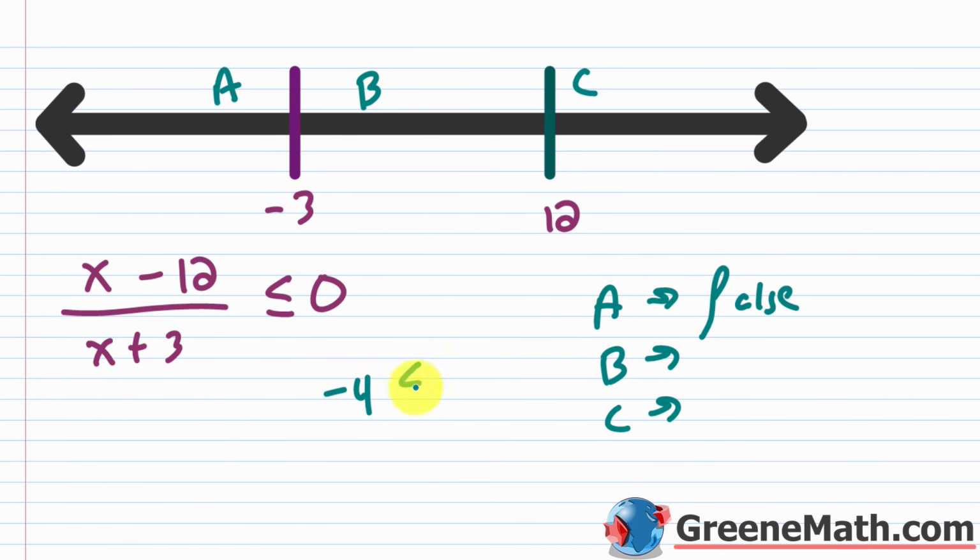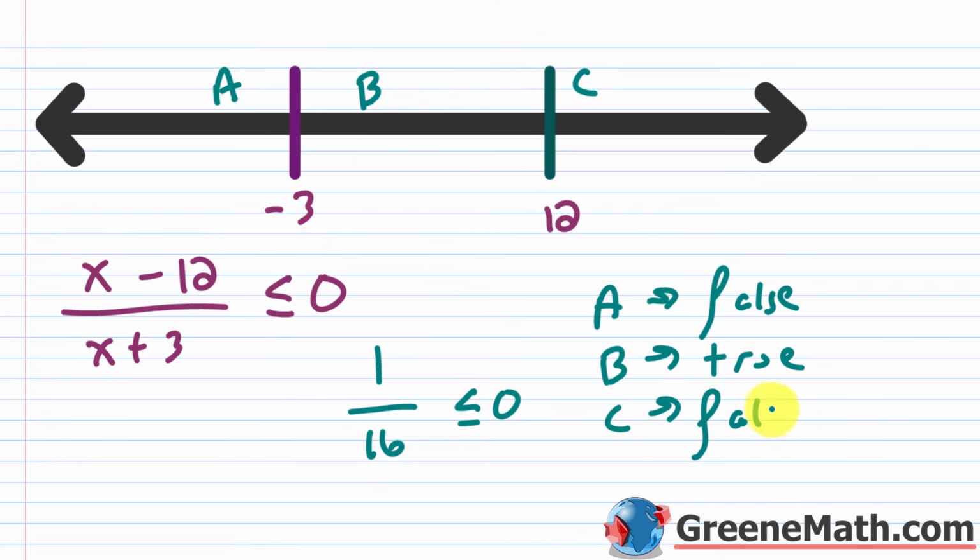So negative 4, is that less than or equal to 0? Yes, any negative is less than 0. So this is true. Okay, for C, let's pick 13. So 13 minus 12 is going to be 1, and this is over 13 plus 3, which is 16. So this is going to be a positive value, and that's not going to be less than or equal to 0. So this is false.